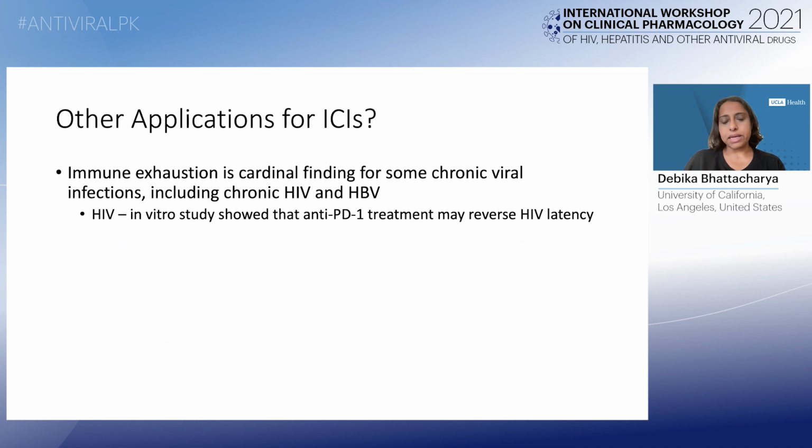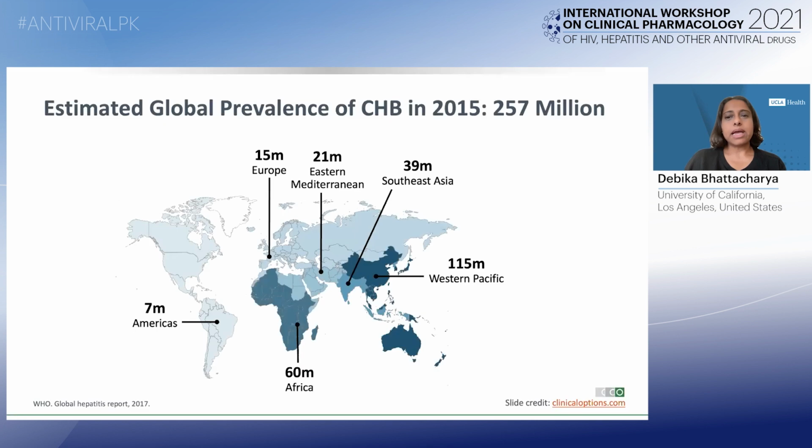So what about other applications for immune checkpoint inhibitors? As I've kind of alluded to already, immune exhaustion is a cardinal finding for some chronic viral infections, including chronic HIV and hepatitis B. In HIV, there has been an in vitro study demonstrating that anti-PD1 treatment may in fact reverse HIV latency. Well, then what about hepatitis B?